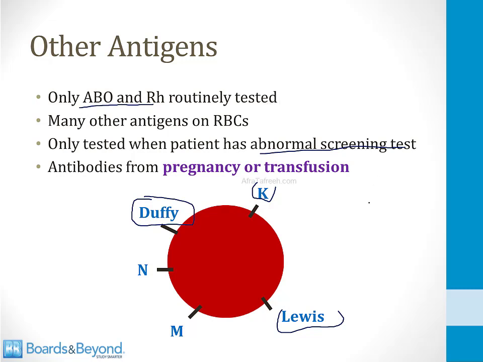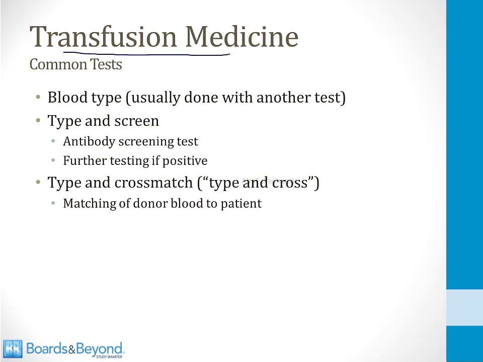And the only way you're going to develop antibodies to any of these antigens is from a prior pregnancy or a transfusion. None of these occur naturally. The only antibodies that are naturally occurring are to the A and B antigens. Now let's talk about transfusion medicine, and let's go through some of the common tests that are performed in order to safely transfuse blood.